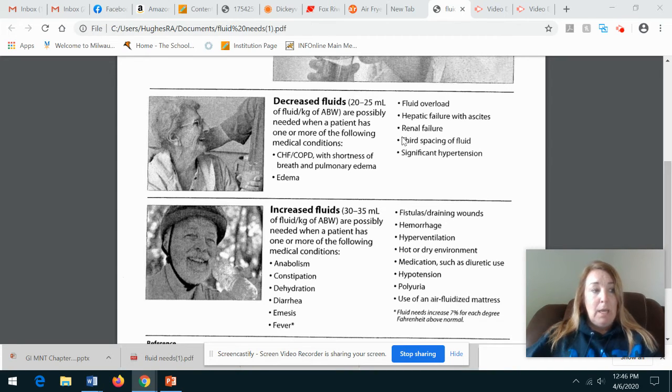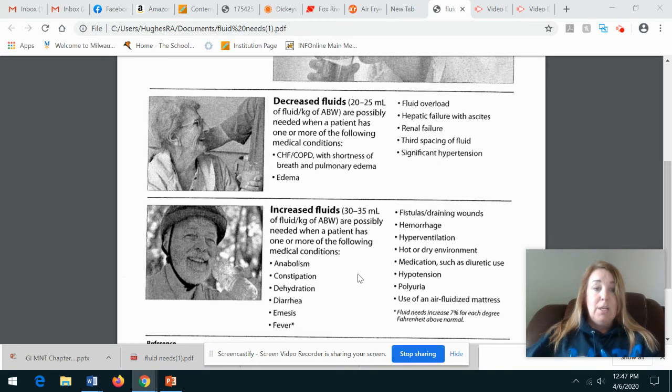All right. Now, let's look at another issue. Let's look at an 82-pound patient that is experiencing diarrhea. Okay, so first things first, we're going to do 82 pounds divided by 2.2, and we get 37 kilograms. Because they have diarrhea, they're going to be in this increased fluid category. So we're going to multiply their fluid needs by either 30 or 35. Okay, so 37 kilograms times 35, you're going to get 1,850.